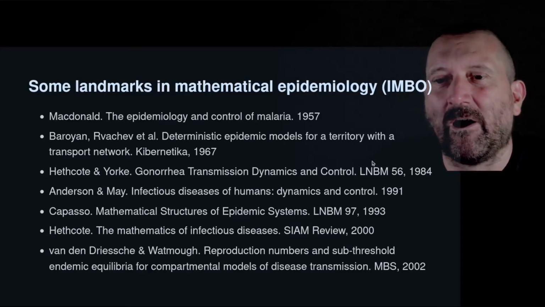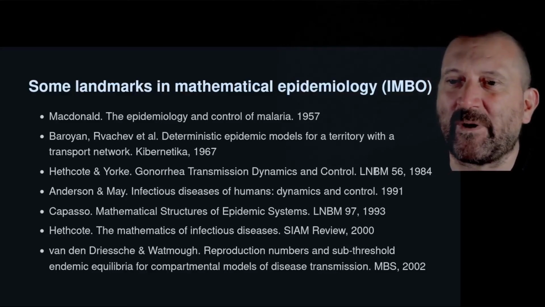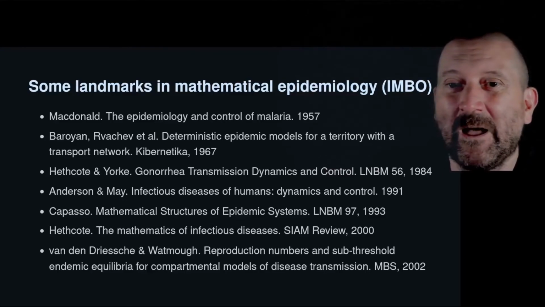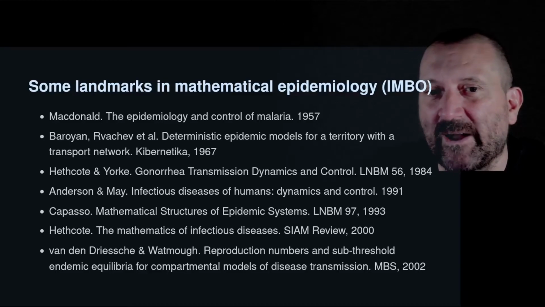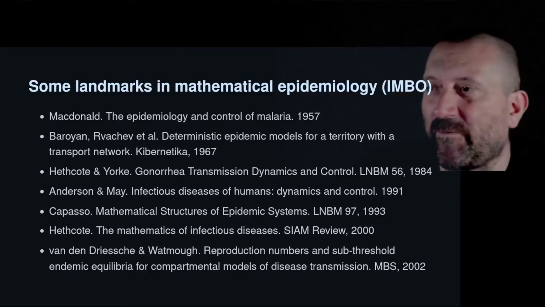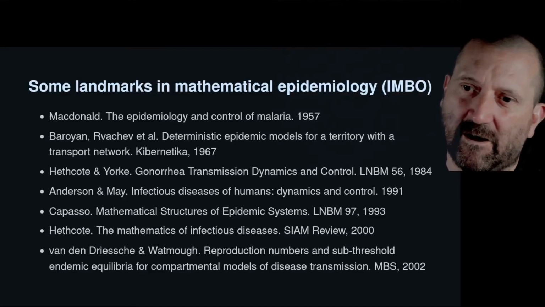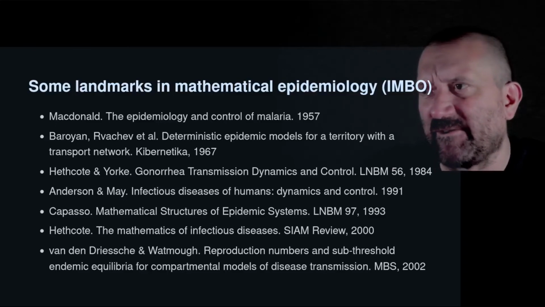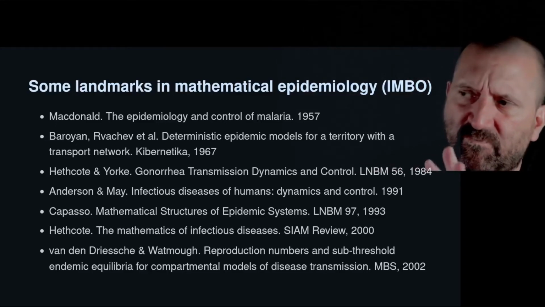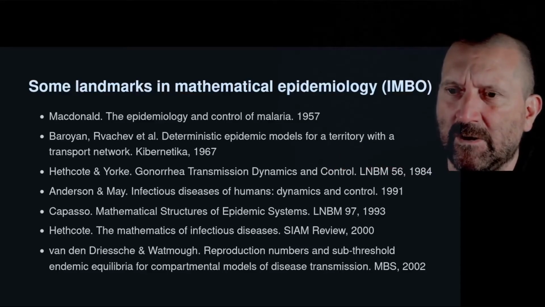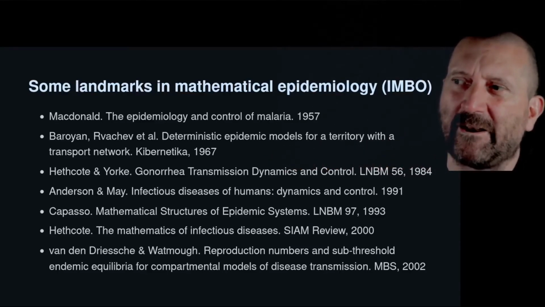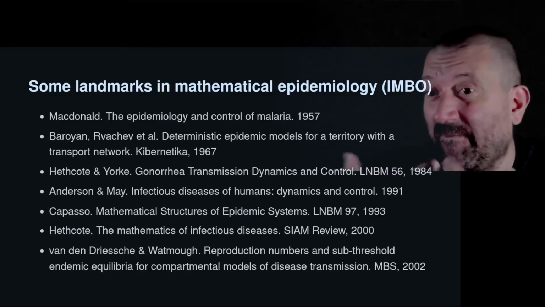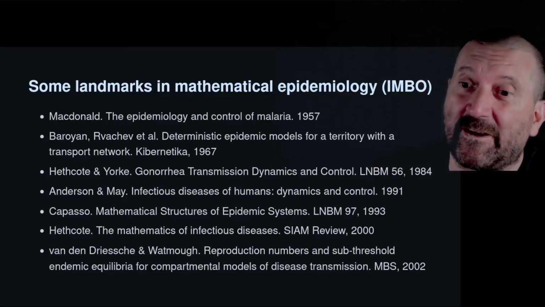There's a book. LNBM is Lecture Notes in Biomathematics. These are the green books. It's a series, but unfortunately is not published anymore. So there's a book by Hethcote and Yorke about gonorrhea transmission dynamics, which is from 1984, which I think is a very important book in a sense, because they really laid out the principles of how one would analyze a mathematical model of epidemics. There's a lot that's been done since, and they were summarizing what was happening at the time, but it's still important.